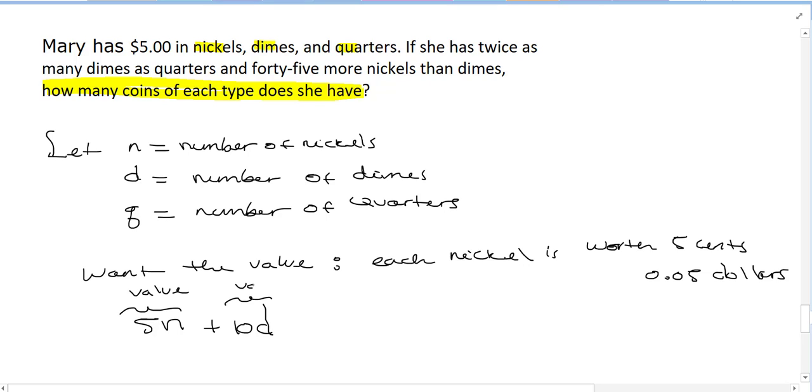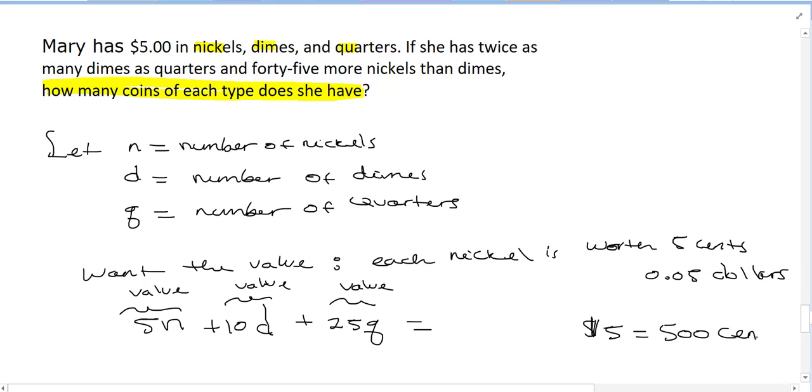So 10 times D is the value of the dimes, plus, my 10 looks a little funky. And so how would you write the quarters? The value of the quarters will be 25 cents times however many quarters you have. And now, right, this is the value. And because I said I'm doing it in cents, $5, I need to convert it to cents. So $5 is how many cents? Or how much in cents? It's 500 cents. So I'm going to say 500 here because this is my value in cents.